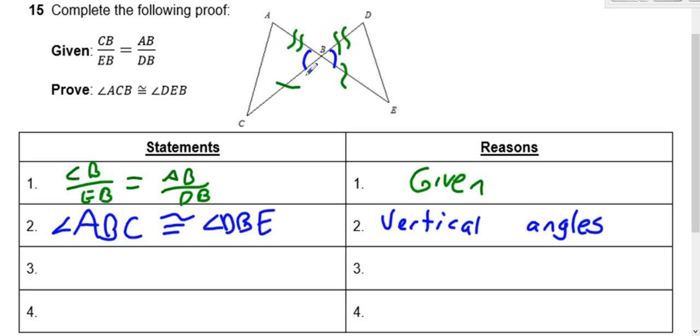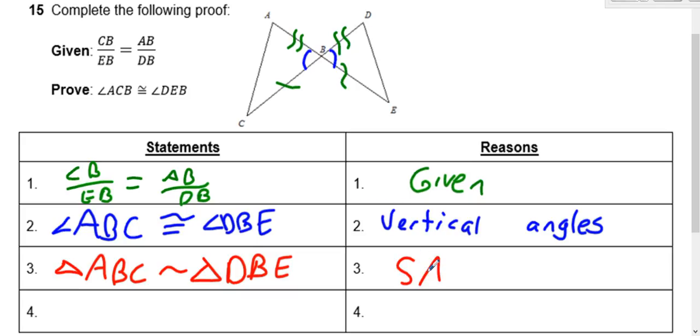So now we have two sides that are proportional with the angle in between. So the triangles are not congruent, they are similar. Because of side, angle, side, two sides with the angle in between. Side angle side similarity. But since the triangles are similar, that means all of their angles are congruent. All of their corresponding angles, ACB and DEB, those are corresponding angles.